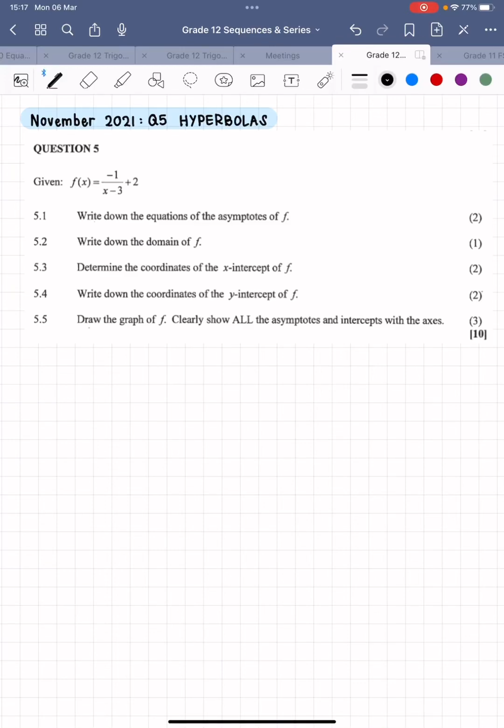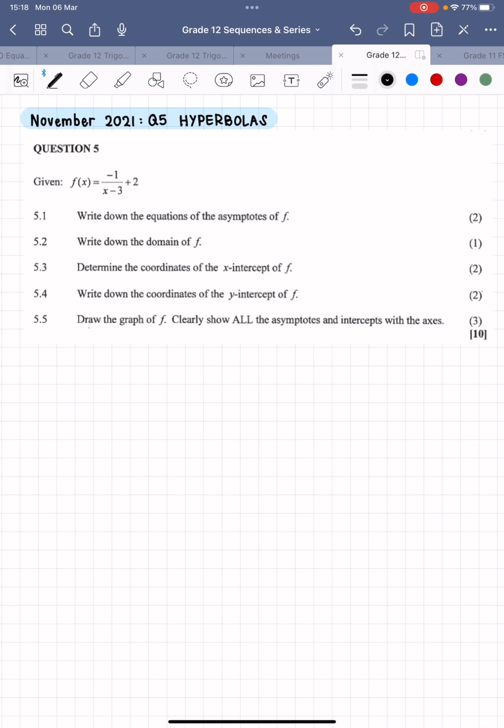Everyone, today we are doing another past paper question. This is also from the November 2021 paper 1 exam, and this is question 5, which is all about hyperbolas. Now guys, this type of question is in every single past paper, every single final exam. You can bet money on it that you will be asked to answer these or very similar questions about a hyperbola and then to draw it. Okay, so let's get started.